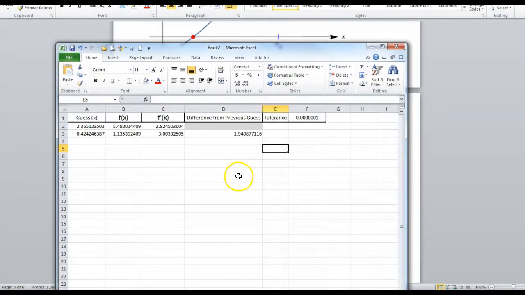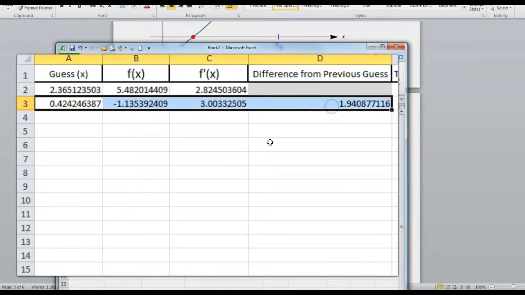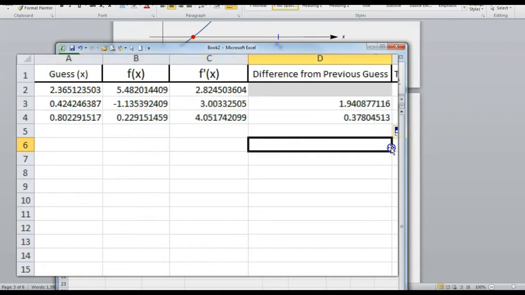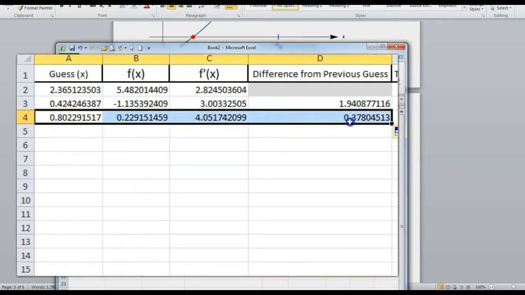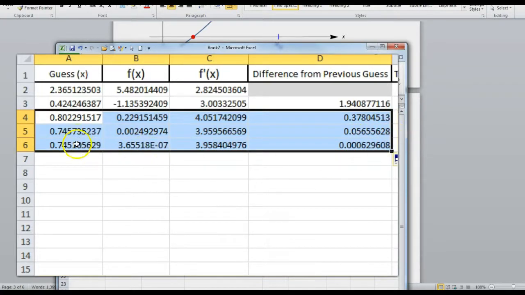Now you may be thinking, oh God, this is going to take forever. But here's what we just did, dragging these cells down, can now be done with this entire row. So I can highlight this entire row, drag down. I can see that I'm still not within the tolerance, but that's my new guess. I can drag it down again. I'm still not within the tolerance. Drag it down again. And these guesses are going to start settling down.